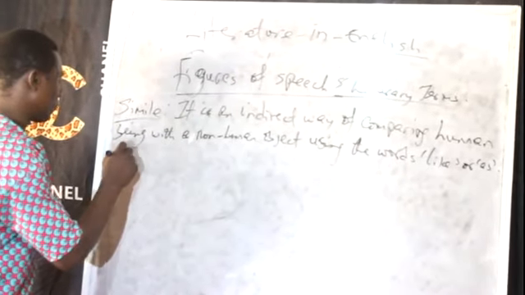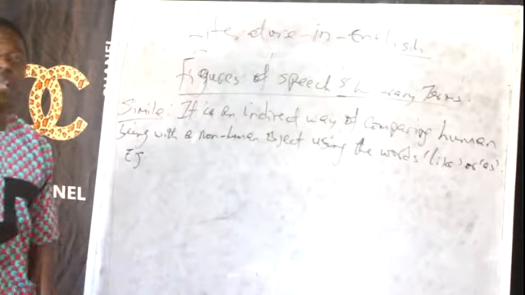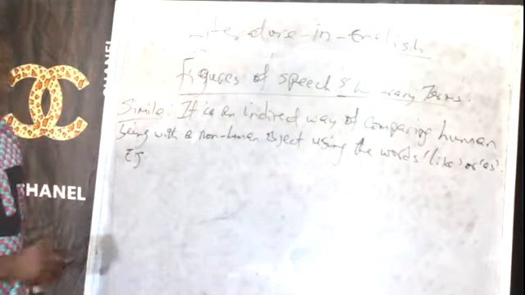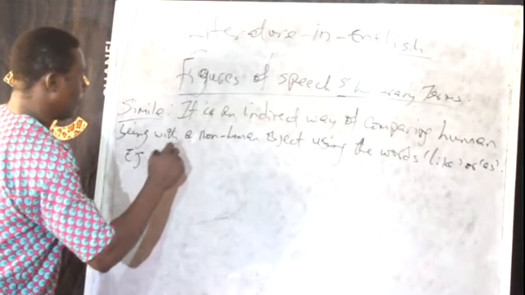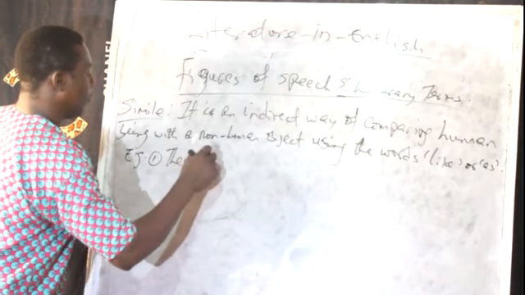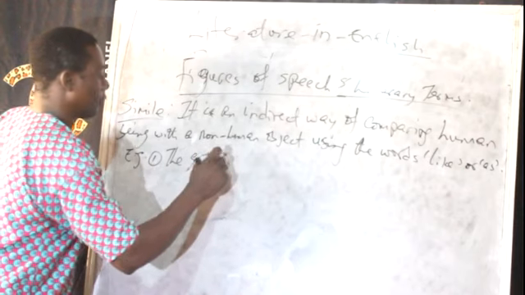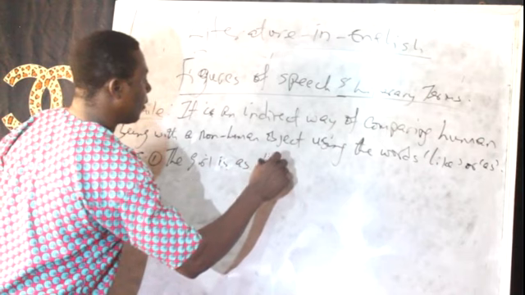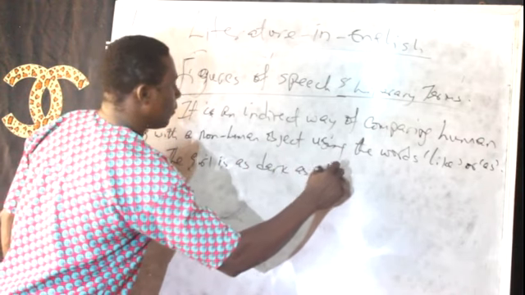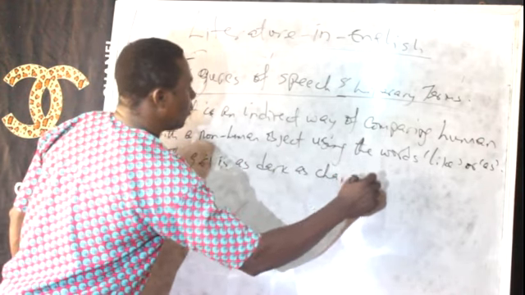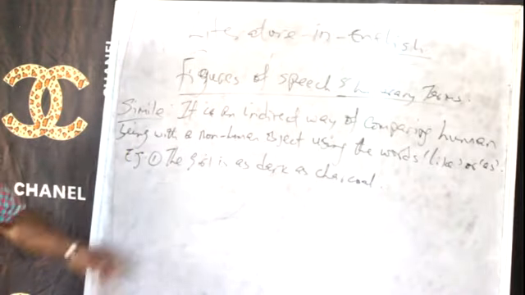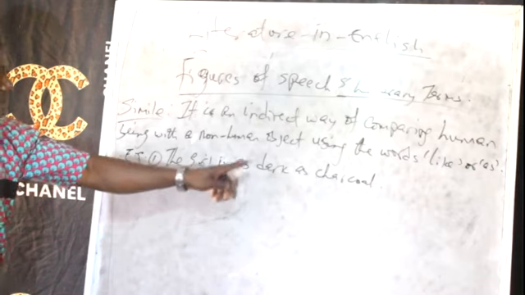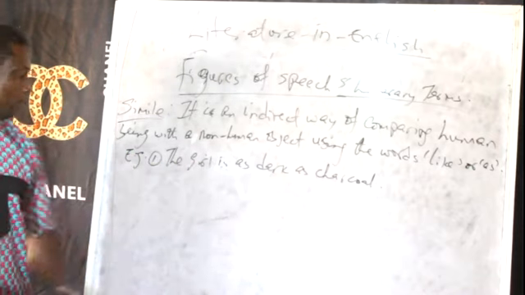For example, the girl is as dark as charcoal. So we are comparing the girl's complexion with that of charcoal. You see, we are using "as", dark as charcoal.